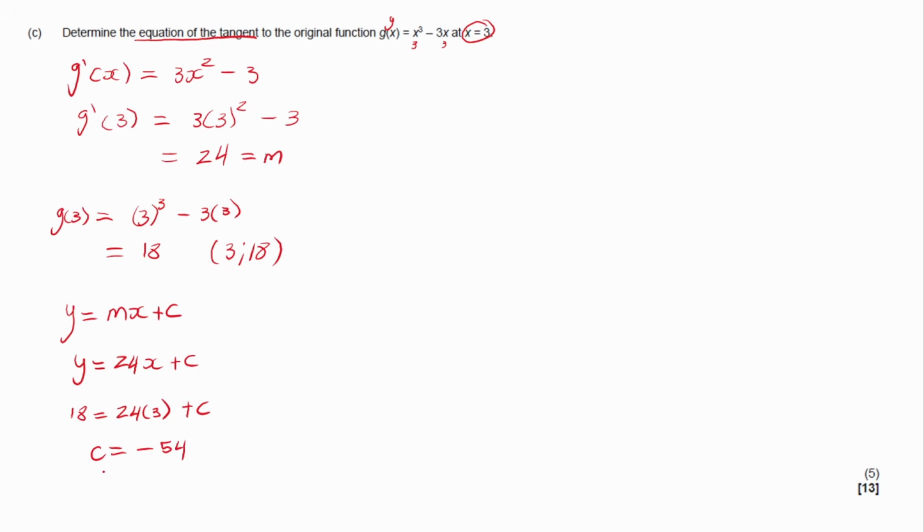So we're not done because they asked for the equation of the tangent. You need to write it in its proper form with all the unknowns filled in. So this is how we would write it. This is the equation of the tangent as our final answer.